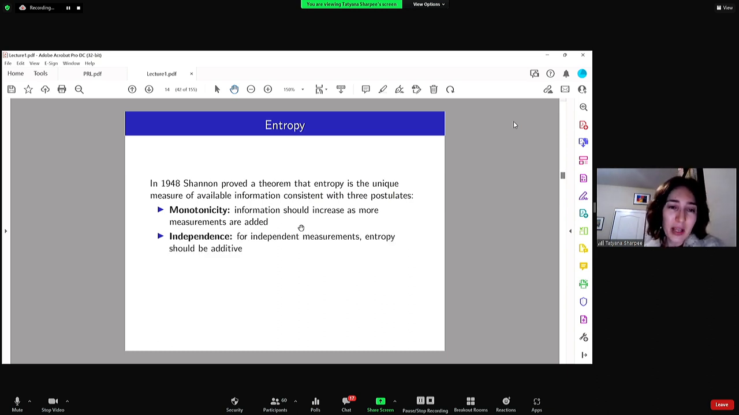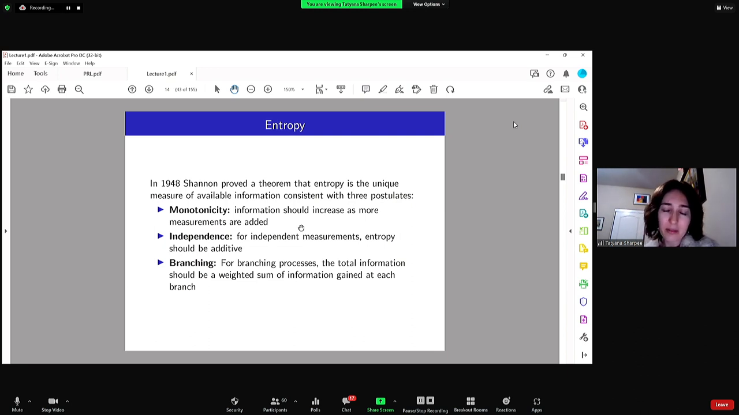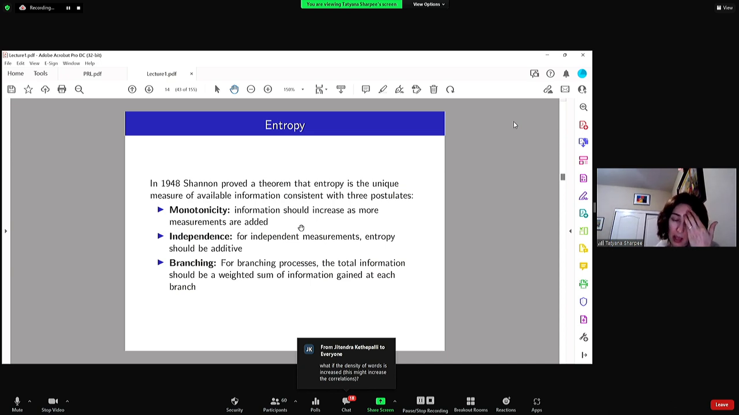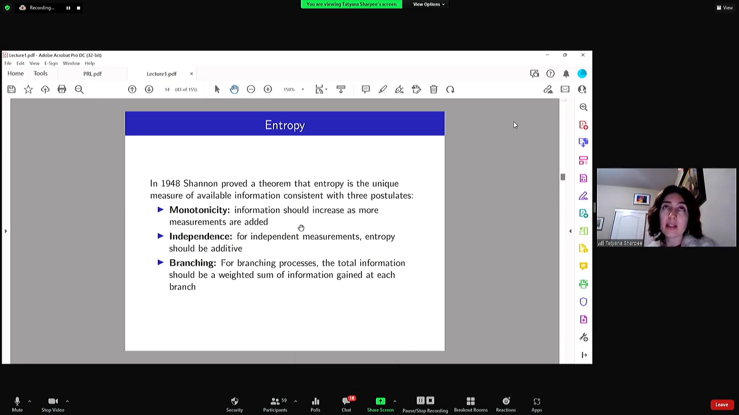So then he said we have three axioms for this function. You can stop me and we can go faster if you discussed this already, but I think it also provides a link to hyperbolic geometry and hierarchical systems. So there are three properties that we would like an expression for the entropy as a function of probabilities to have. We would like it to be monotonic, meaning that as more measurements are made, the information should increase and not decrease. For independent measurements, the entropy should add. And for a branching process, which will be a connection with hyperbolic geometry, the total information should be a weighted sum of information gained at each branch.